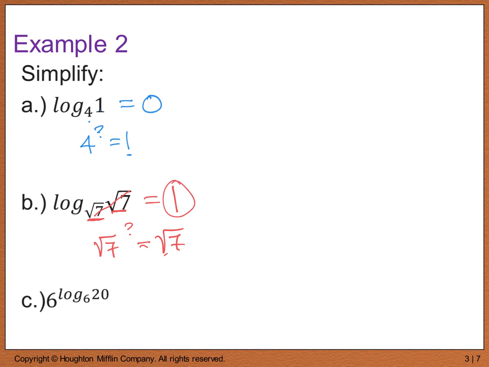And then last but not least, this was the last property that we looked at. The base of my exponent is the same as the base of my log. So these are going to cancel, and that's going to leave us with 20.